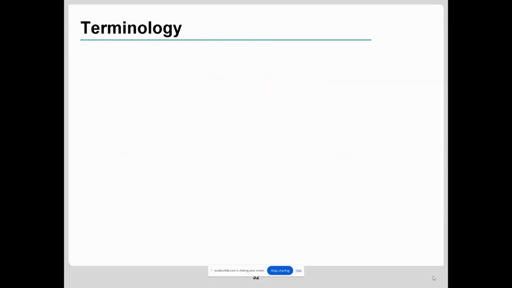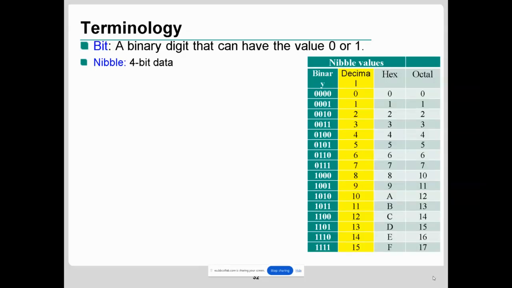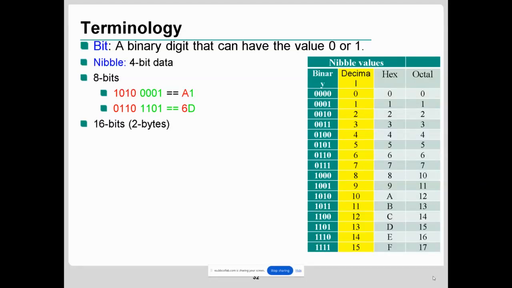So now, what is a bit? A binary digit that can have a 0 or a 1. A nibble is 4-bit data. Now if you look here, this is the binary representation, decimal, hexadecimal, and octal representation. If you have 8-bit data, you can see here 1010 in red stands for A, 0001 in green is 1, 6D with color coding, 16 bits.